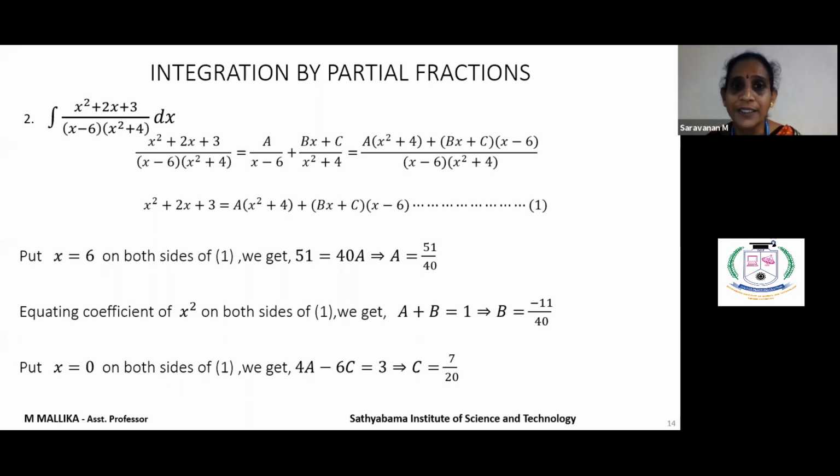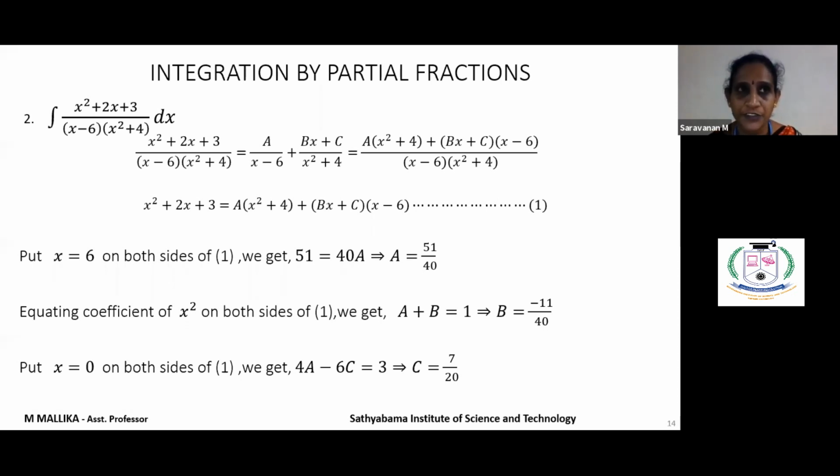You have to look for the linear factors, and from those linear factors you have to give values to x and get the unknowns directly. So here I am having only one linear factor, namely x minus 6. The only value that I can put for x is equal to 6. When I put x is equal to 6, I'll be getting the equation 51 is equal to 40 a, or a is equal to 51 by 40.